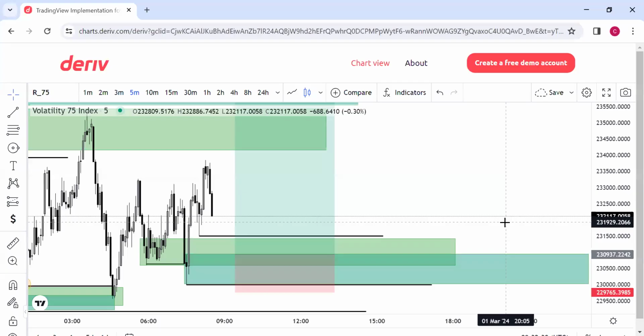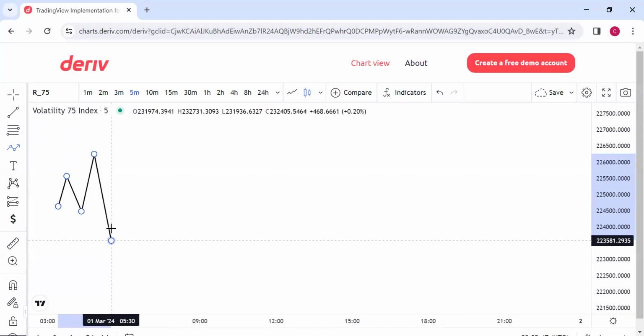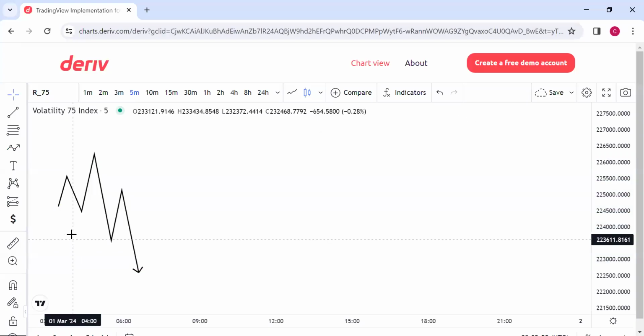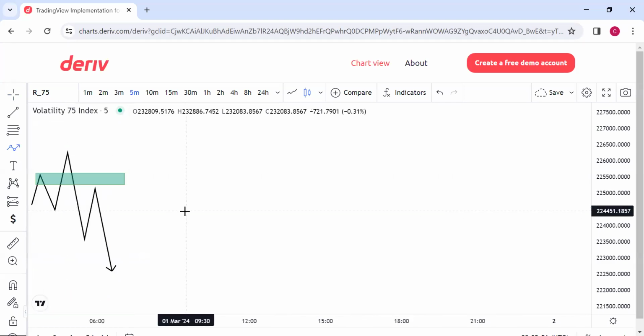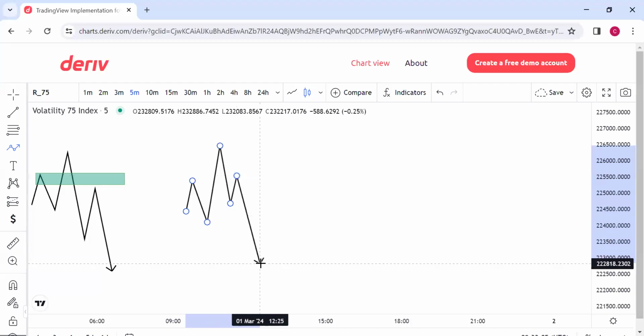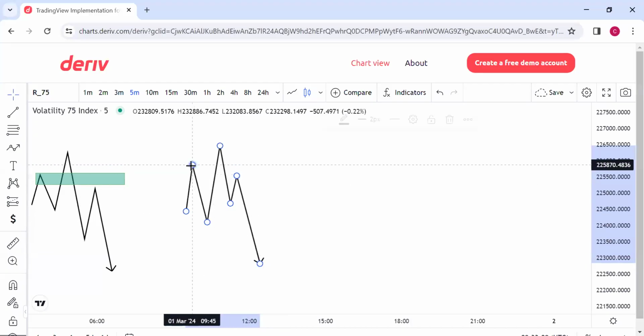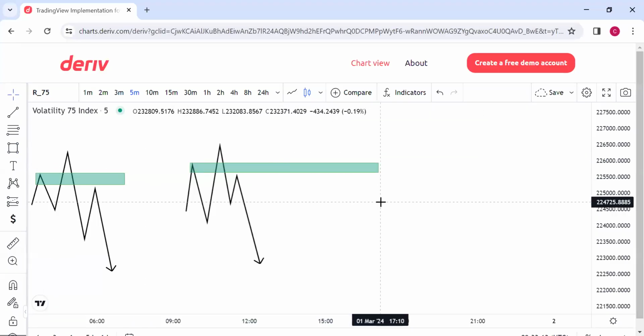What's the difference between the setups? Now, this is an A setup. Sweep of liquidity, break of structure, retracement, second break of structure. This is an A plus setup. Now, this is a B plus setup. Sweep of liquidity. Price gives you this. Now this is a B setup. C, I don't know about C. I don't do C.